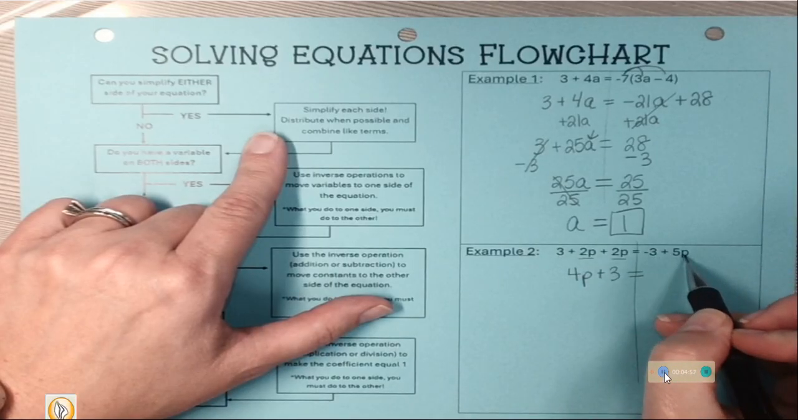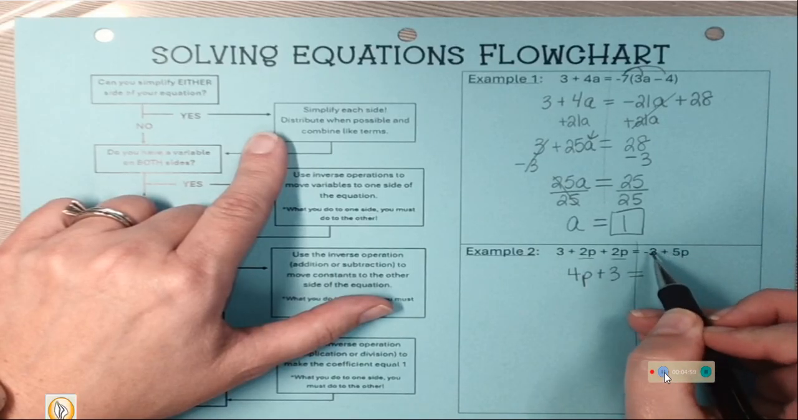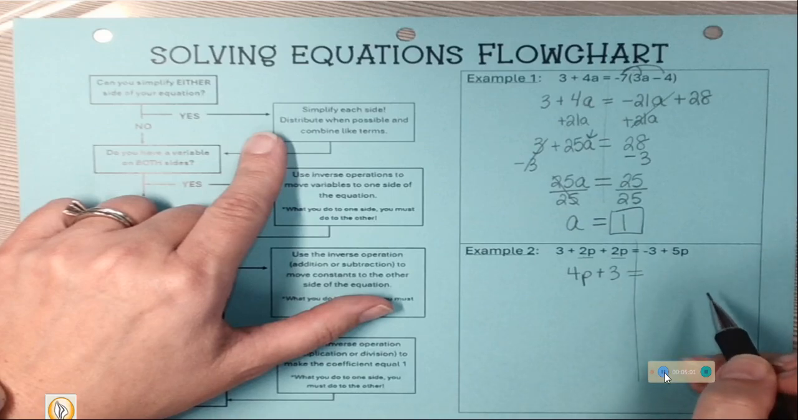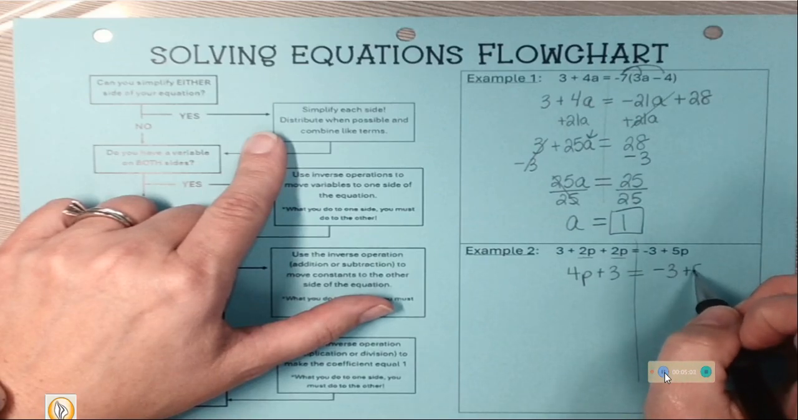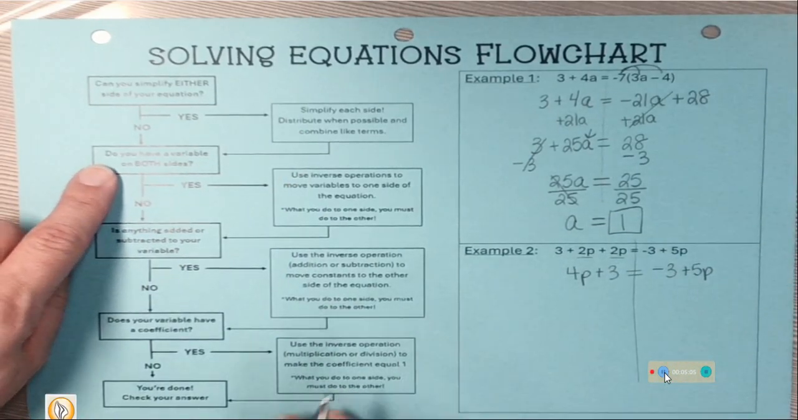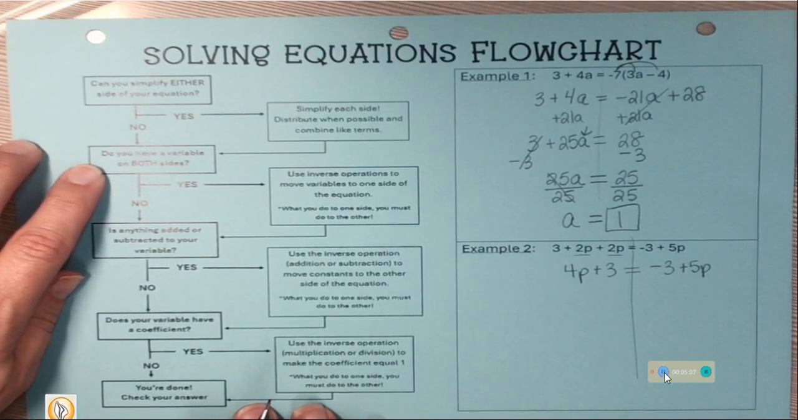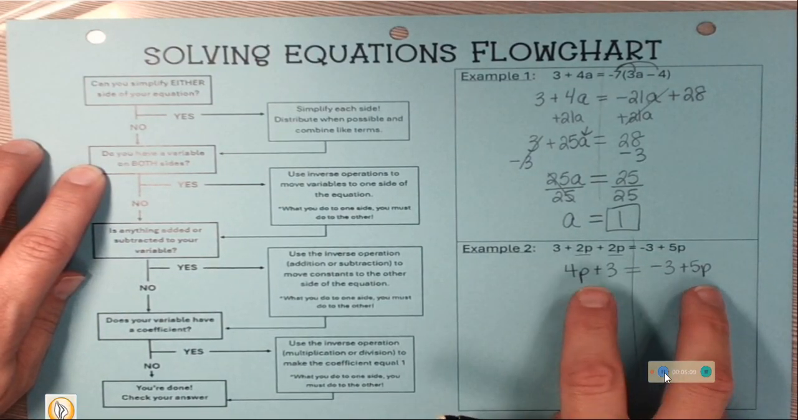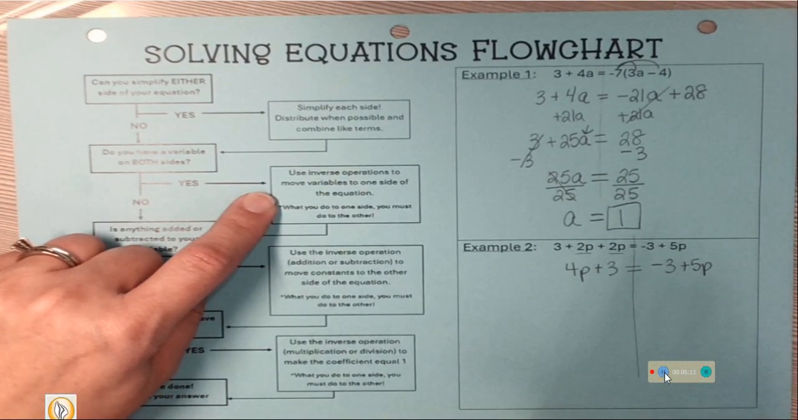Now look at this side. Can you add a 5p and a -3? No, so you just bring them down. All right, so you ask yourself the second question. Do you have variables on both sides? Yes, you do. So here's what you do.